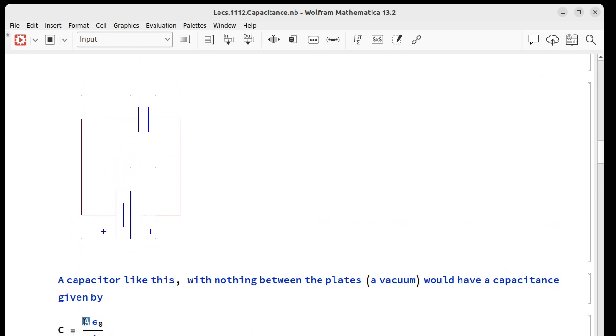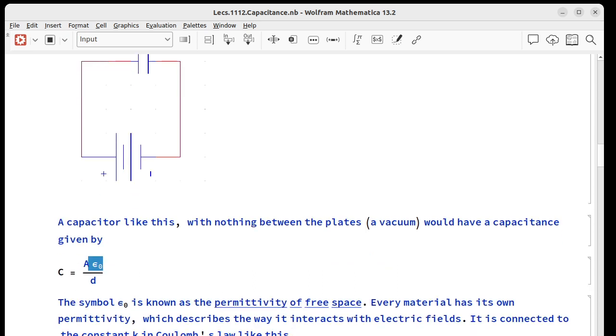It depends on the area of the plates, or one of the plates really, they're assumed to be identical here. The separation between the plates, and then this weird epsilon naught thing. This is called the permittivity of free space. Every material has permittivity, and that is its response to electric fields. The vacuum has a permittivity.